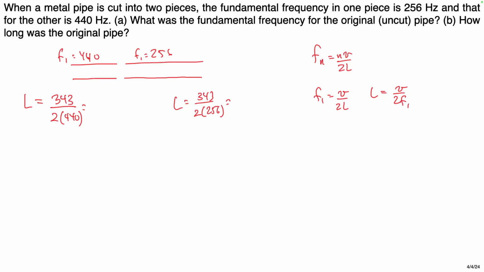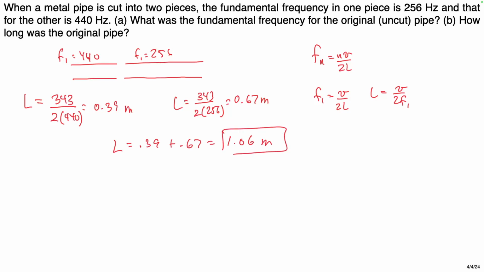And I did that. I got 0.67 meters for the 256. And for this one, I got 0.39 meters. Okay, so if those are the lengths of the individual pieces, then I can just add those two numbers together, and I get the total length started off as 1.06 meters.